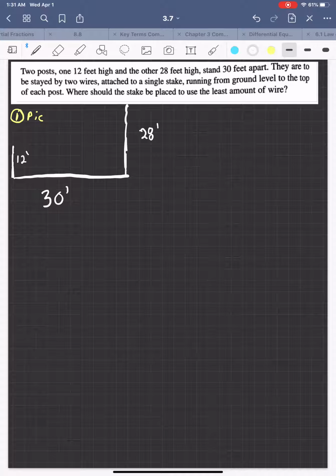Okay, so far so good. Again, no jealousy with my ability to draw. Just calm yourself and let's continue with the problem. So it says they are to be stayed by 2 wires. So hold on. What does that mean, to be stayed?